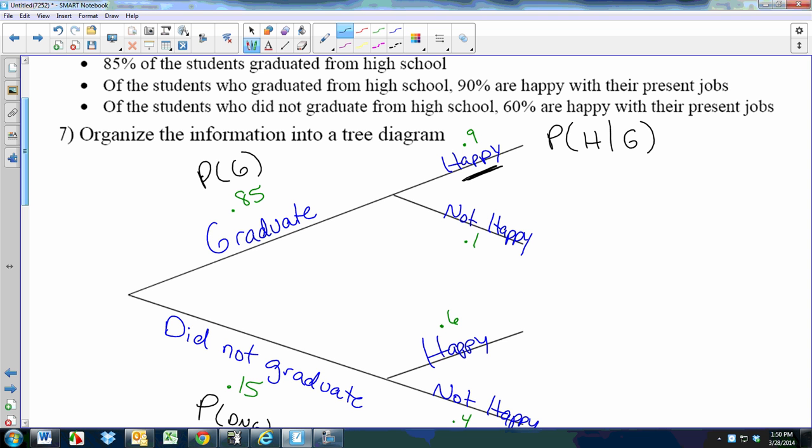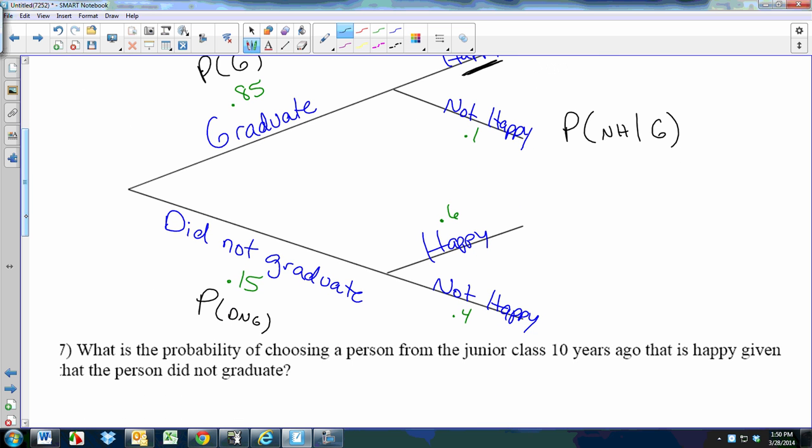All right, what about the not happy? That would be the probability of, we'll use NH to represent not happy, given that they graduated. All right, and then moving on down, this would be the probability of happy, given that they didn't graduate, H given DNG. And last, the probability of not happy, given that they did not graduate.